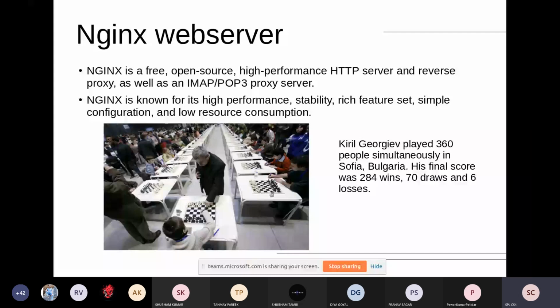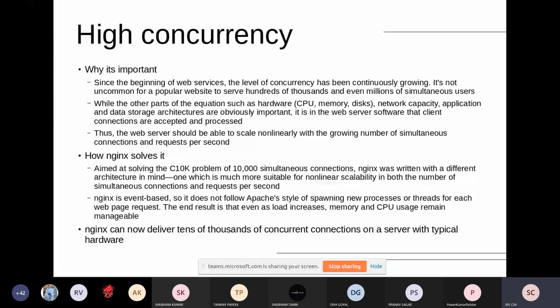So high concurrency is one of the things that web APIs could encounter. But to handle high concurrency, it's important that we have knowledge of web servers. We should know what the different web servers are and what the pros and cons of each of them are. Why it's important: since the beginning of web service, the level of concurrency has been continuously growing. It's not uncommon for a popular website to serve hundreds of thousands and even millions of simultaneous users, while other parts of the equation such as CPU, memory, disk, and network capacity all contribute to decisions of how to manage these web services.